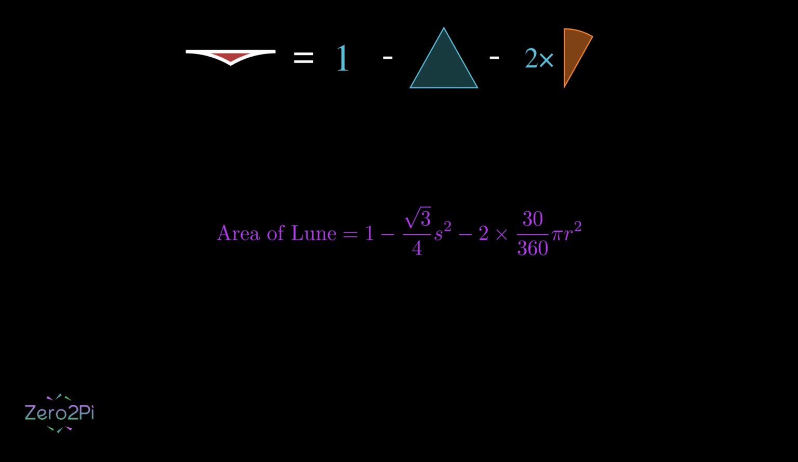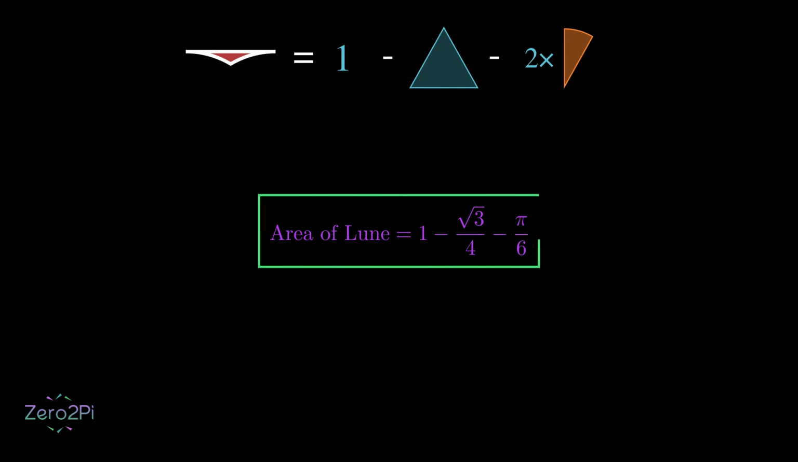In this problem, we have s and r equal to 1. Substituting these values and simplifying the equation will give us area of the lune equals 1 minus square root of 3 over 4 minus pi over 6. That's it! We've found our solution.